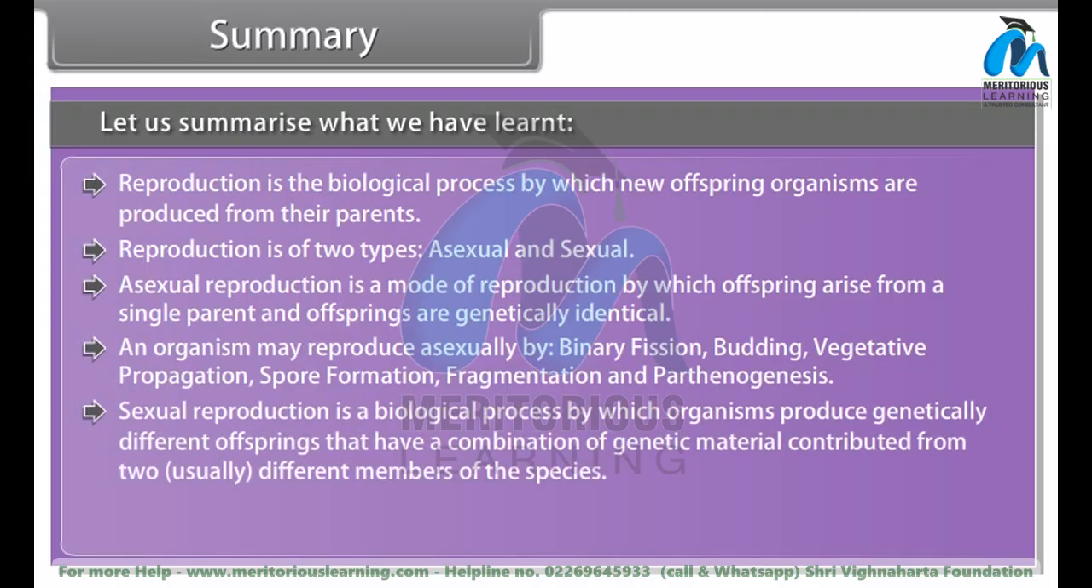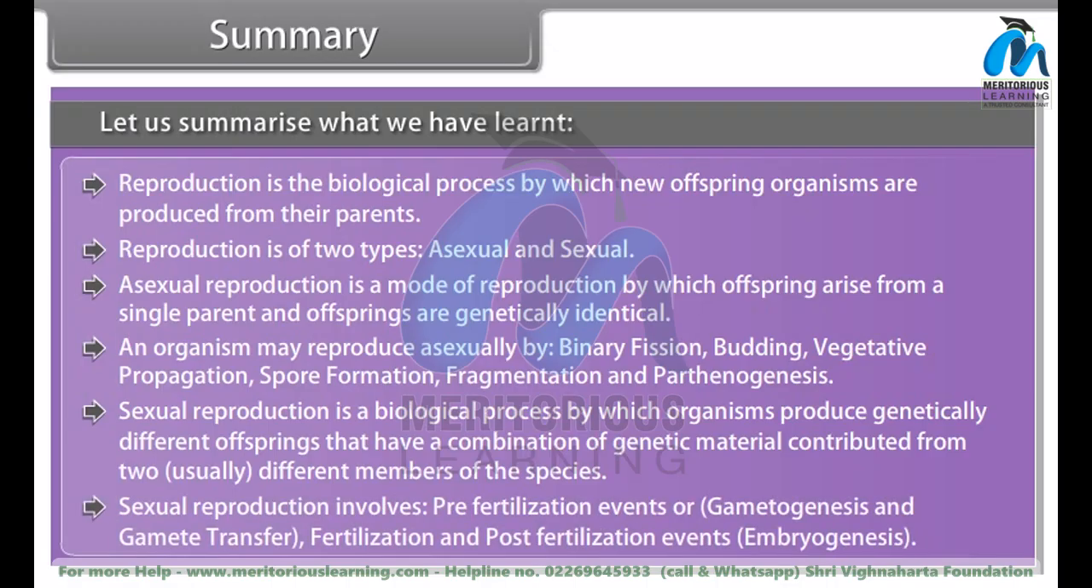Sexual reproduction is a biological process by which organisms produce genetically different offsprings that have a combination of genetic material contributed from two, usually different members of the species. Sexual reproduction involves pre-fertilization events, or gametogenesis and gamete transfer, fertilization, and post-fertilization events, embryogenesis.